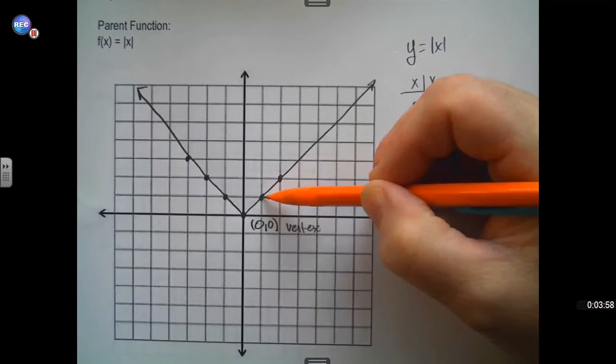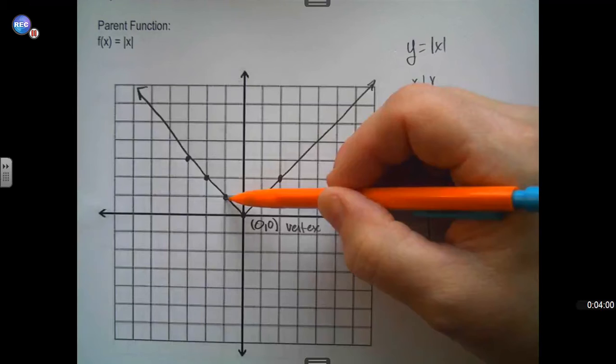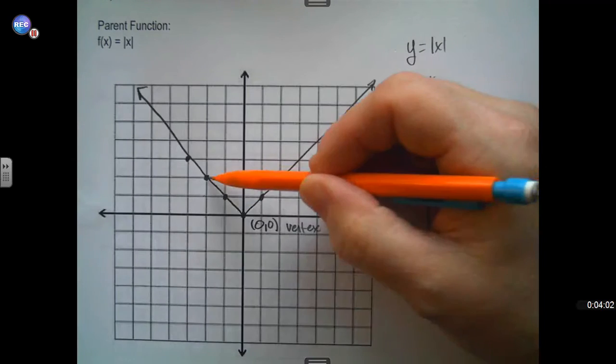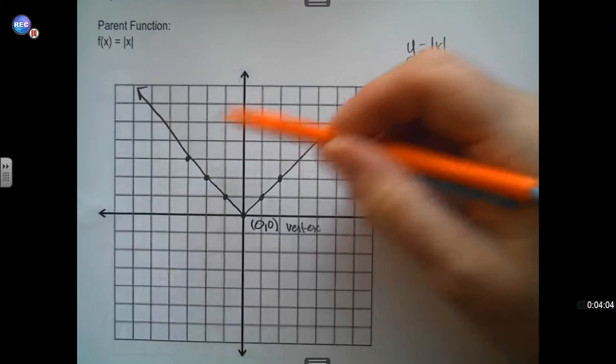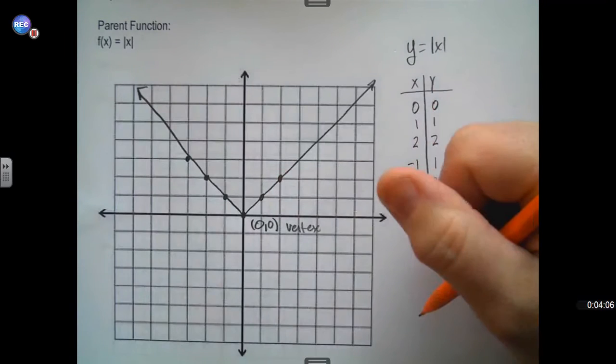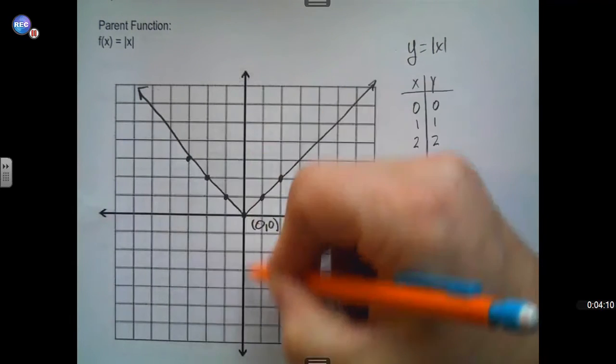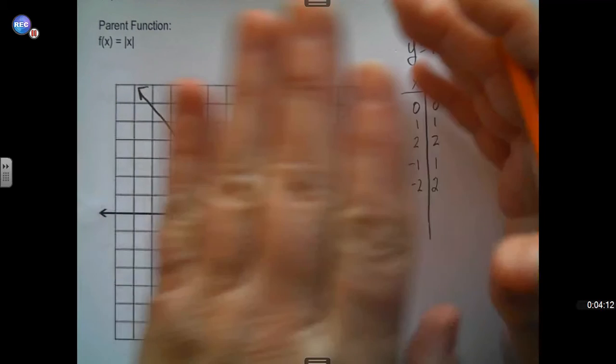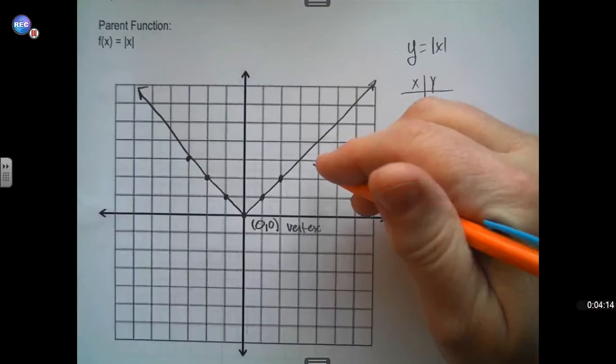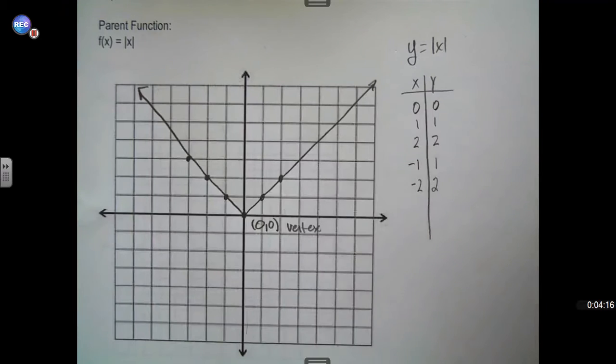If I have a point over here, then I'm going to have a point over here. If I have a point here, then I'm going to have a point here, et cetera, and so on. And it goes on like that. So there is an axis of symmetry here. If I fold this graph over, it lands on itself. Okay.